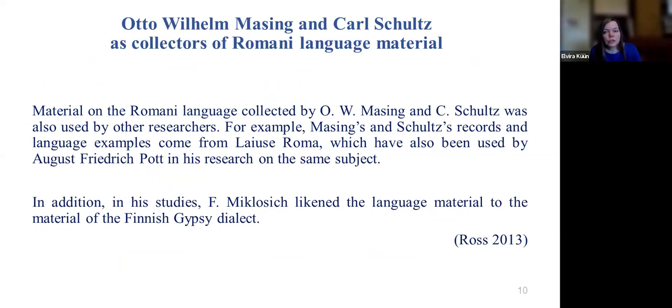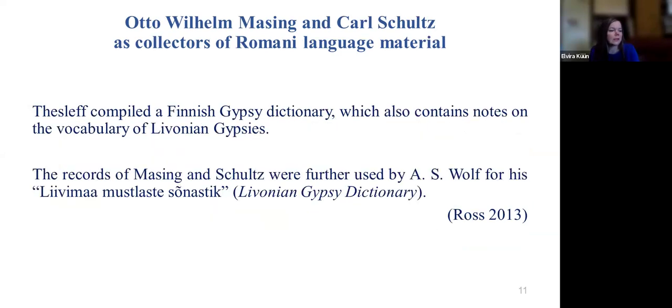Mida on teada Masingu ja Schulzi kohta mustlaskeele ainese kogujatena? Masingu ja Schulzi kogutud mustlaskeele ainest on kasutanud ka teised uurijad. Näiteks pärinevad Masingu ja Schulzi ülestähendused ja keelenäited Laiuse romadelt, mida on kasutanud August Friedrich Pott oma samateemalistes uuringutes. Lisaks kõrvutas Miklosich nende üles kirjutatud keeleainest oma uurimustes soome mustlaste murdematerjaliga. Edasi on Thesleff koostanud soome mustlaste sõnaraamatu, kus on märkmeid ka Liivimaa mustlaste sõnavara kohta. Masingu ja Schulzi ülestähendusi kasutas ühtlasi Wolf oma Liivimaa mustlaste sõnastiku tarbeks.